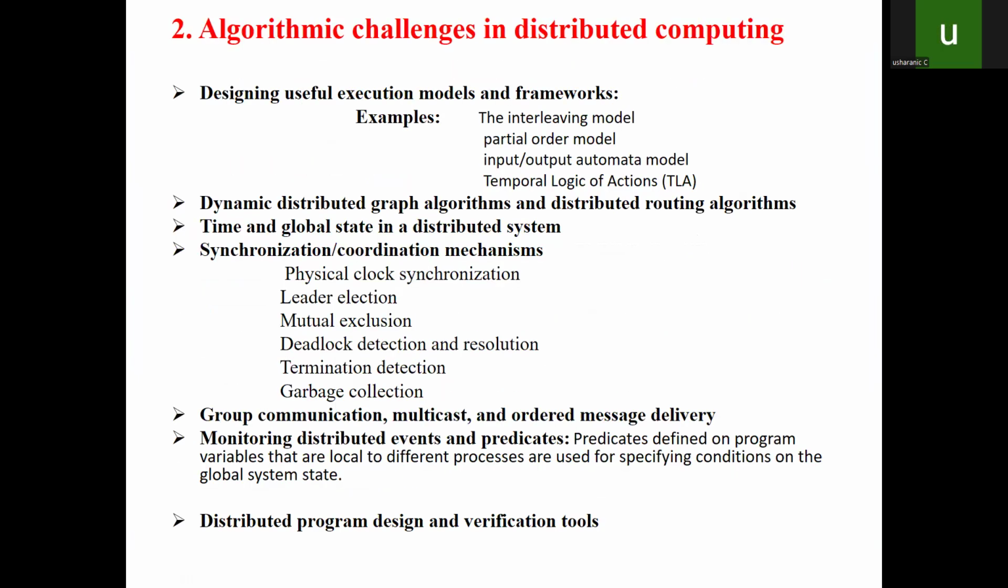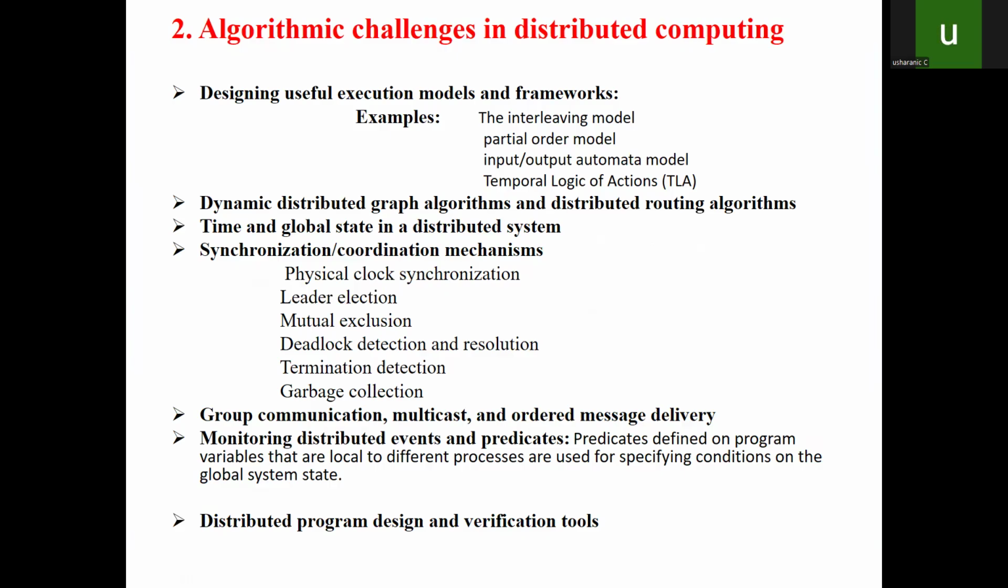And the next category is issues related to algorithmic challenges in distributed computing. Here, a lot of issues arise. First one is designing useful execution models and frameworks, dynamic distributed graph algorithms and distributed routing algorithms, time and global state in distributed systems, synchronization and coordination mechanisms, group communication, and distributed program design and verification tools. So first one is designing useful execution models and frameworks.